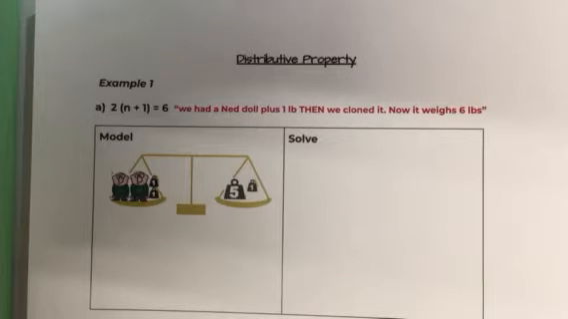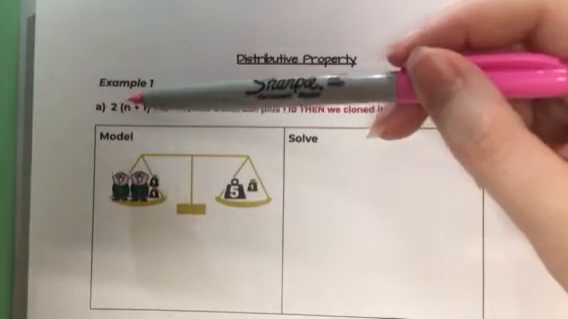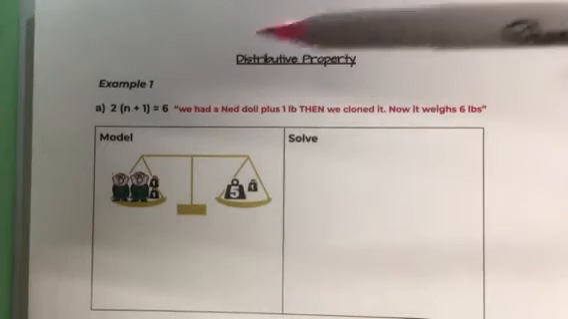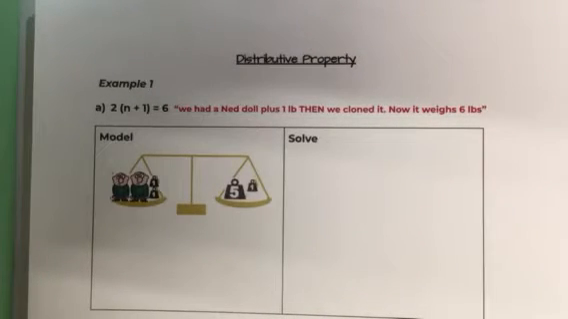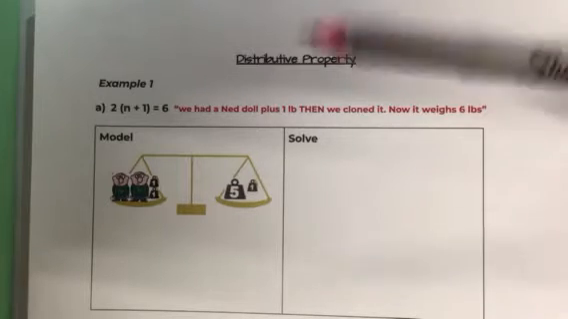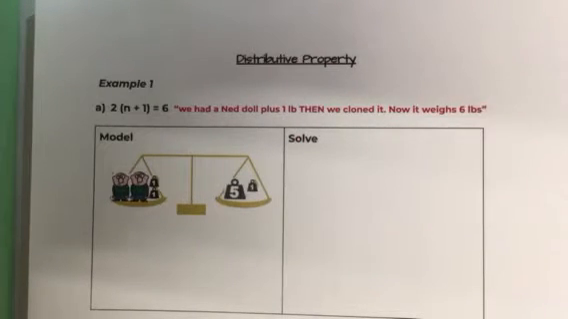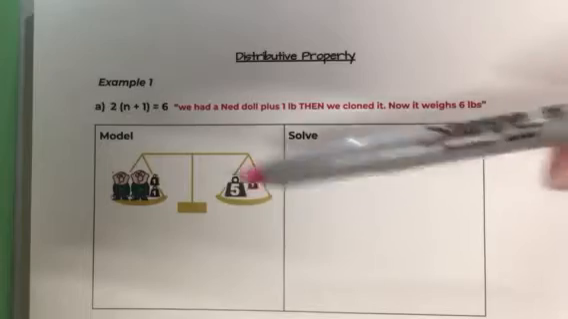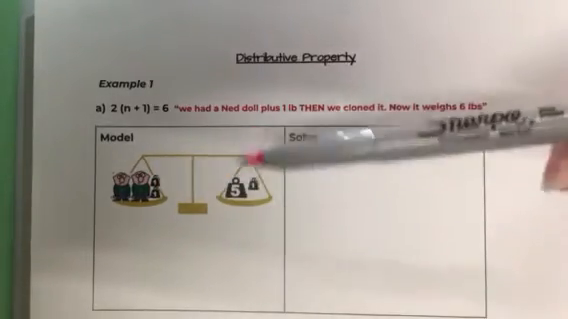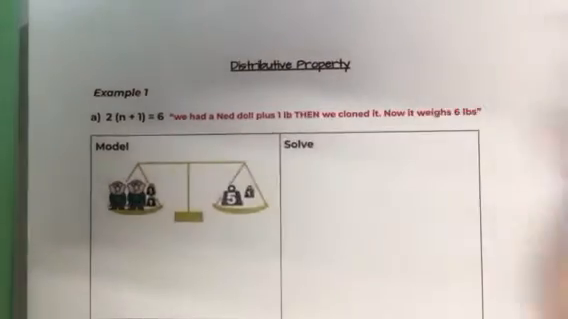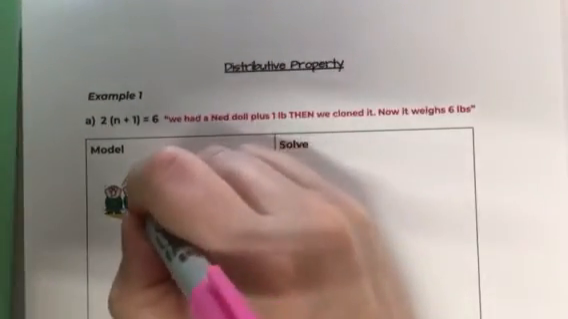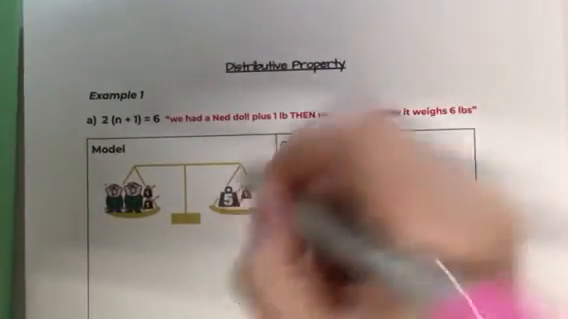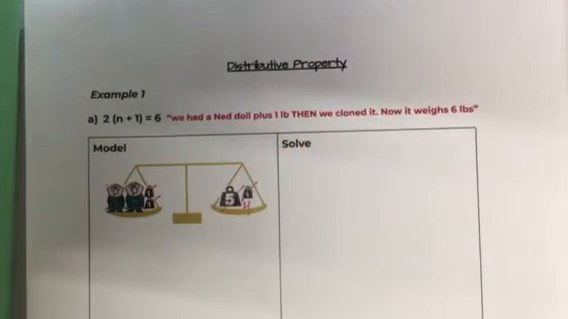So this first one means 2 times n plus 1 equals 6. This is me putting it into words. We had a Ned doll plus 1 pound, then we cloned it together. Now it weighs 6 pounds. To solve it, we would need to take the weights off of both sides. So if we took 2 pounds off of that side, we would have to take 2 pounds off of that side, and we'd be left with 4 over here.